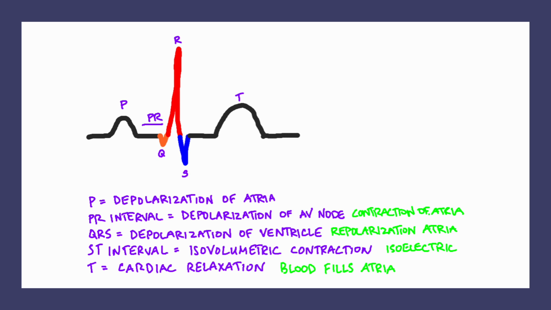The QRS represents depolarization of the ventricles. Atrial repolarization occurs at the same time, but it's not obvious on the EKG because it's at a much lower threshold, so it's eaten up by that QRS.